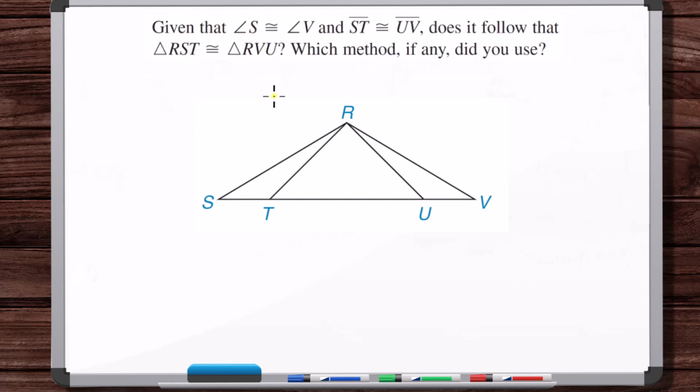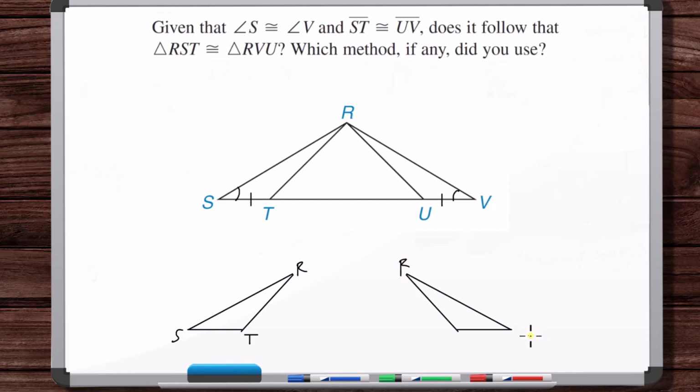Given that angle S is congruent to angle V, and ST is congruent to UV, does it follow that triangle RST is congruent to triangle RVU? So we've got RST and RVU. These two sides are congruent and these two angles are congruent.